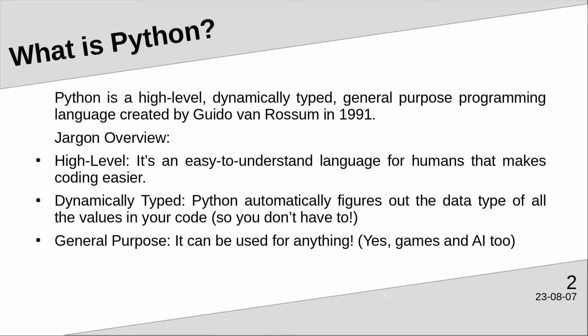Dynamically typed basically means Python will automatically figure out what data type all of the values in your code is, so you don't have to. It makes coding a lot simpler because in languages such as C or C++ or Rust, you need to specify this value here, that's going to be a number. This one here, that's going to be a piece of text. In Python, that is not necessary and you can just skip that and go straight to actually coding.